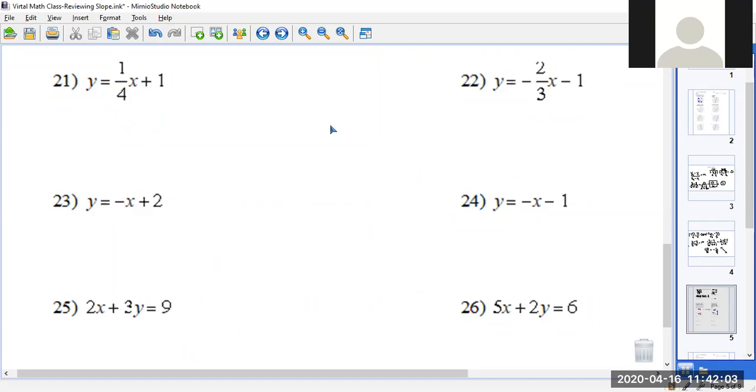They don't look like that, do they? They don't look like the y equals mx plus b format. So that means we are going to have to manipulate the equation to make it look like y equals mx plus b. Okay? Does that make sense?